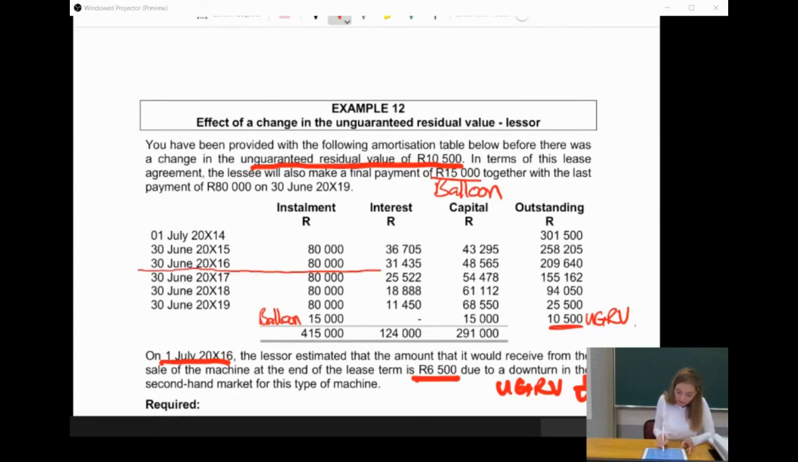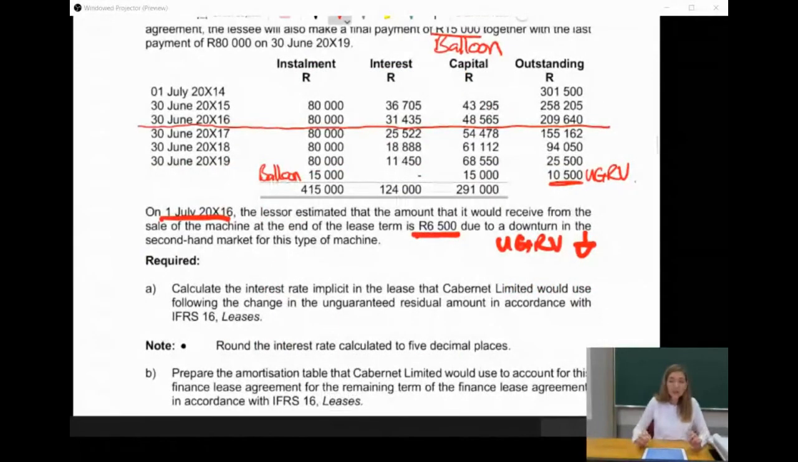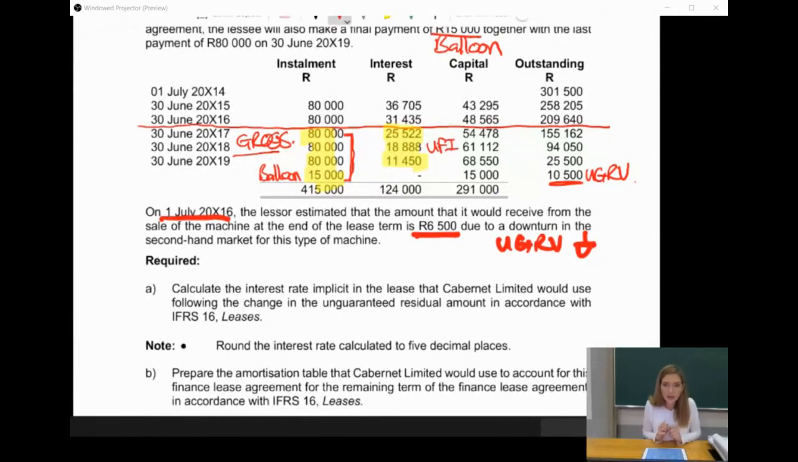So that means that we've come up to here in our amortization table, and now our unguaranteed residual value changes. Okay. So now we have to calculate the new interest rate implicit in the lease. So at the moment, all these amounts over here form part of my gross investment in the lease balance, and all these amounts over here will be my unearned finance income total on the 30th of June 2016.